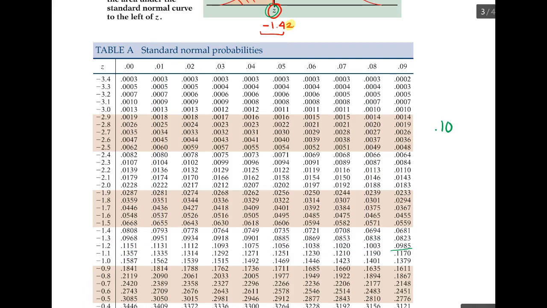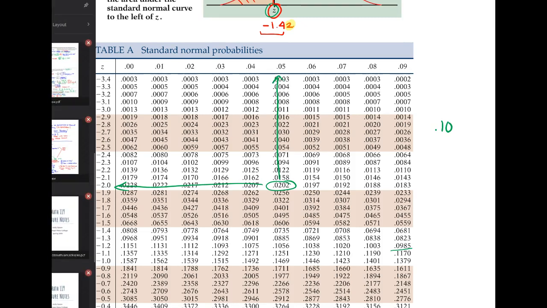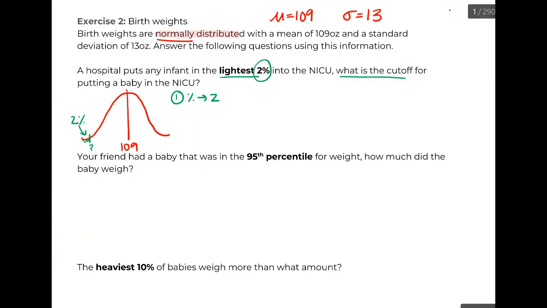0.02. This looks like it's the closest, barely. It's 2 10,000ths away versus 3 10,000ths away. So the z-score would be a negative 2.05, which makes sense. We need a z-score that is pretty far away. It's pretty unusual and is negative because it's small.